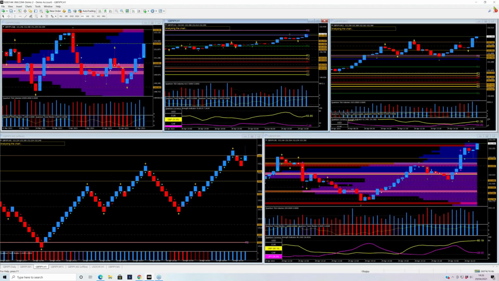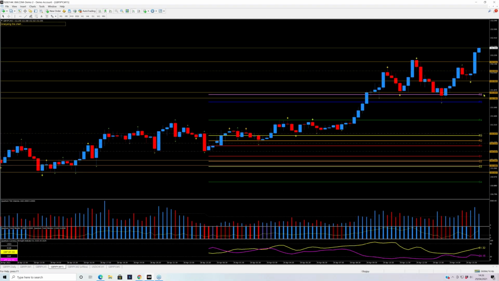But on going back the other way, because it's gone through, the levels then act as support, that's where price is going to go back to. And in fact, it did.